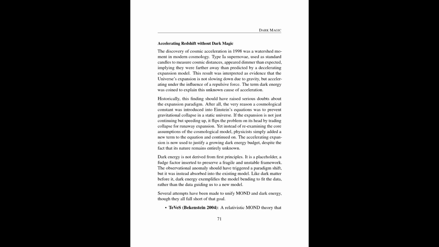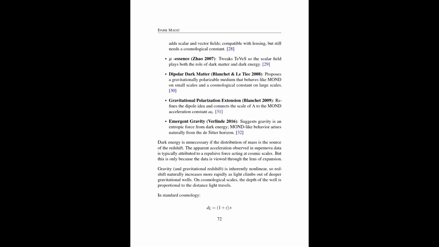Several attempts have been made to unify MOND and dark energy, but they all fall short of that goal. One example is TeVeS, T-E-V-E-S. That's a relativistic MOND theory that adds scalar and vector fields compatible with lensing, but still needs a cosmological constant. There's mu essence, which is just another version of TeVeS, where the scalar field plays the role of dark matter and dark energy.